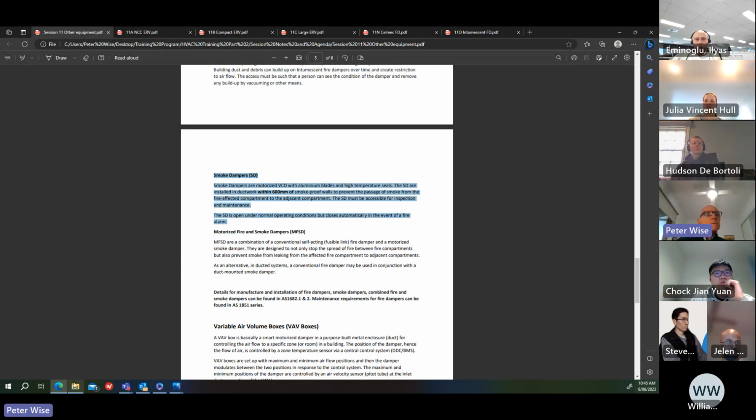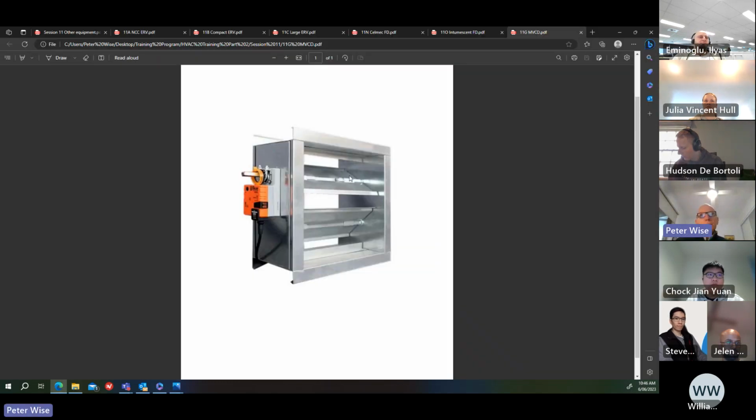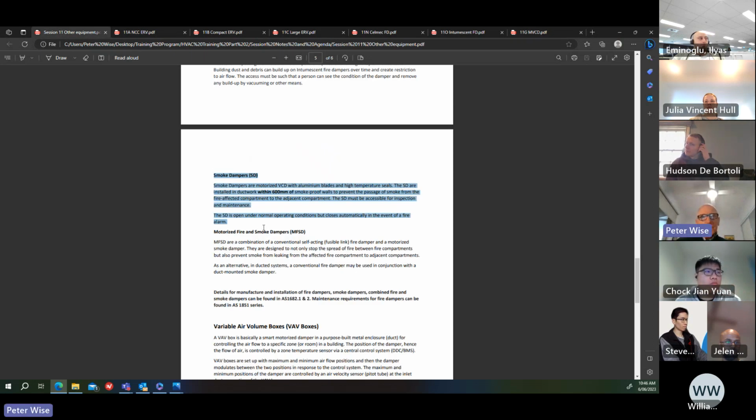I don't have a picture of a smoke damper as such, but there's a motorised damper. It's basically the same thing, but it has seals on the edge of the blades and on the tips of the blades, so that when they close, it minimises leakage. And the leakage is a requirement.